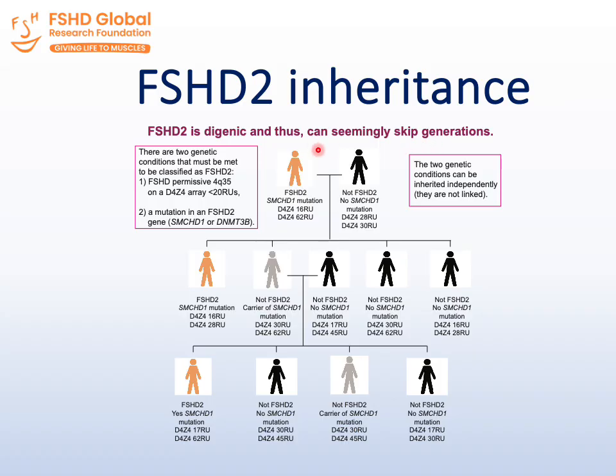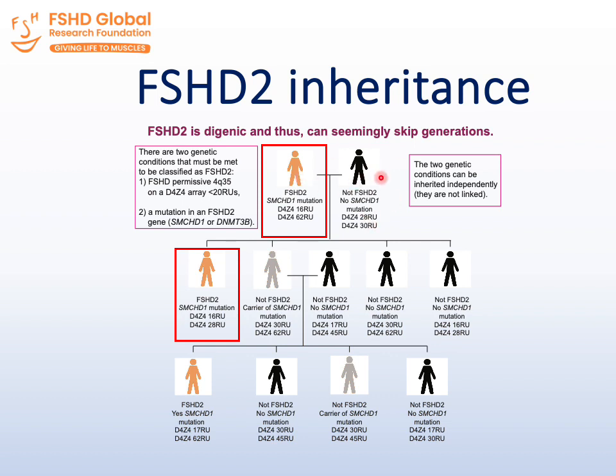Okay, so this individual, if they have FSHD2, they have an SMCHD1 mutation and a D4Z4 that is within the right range to get FSHD2, right? And they can pass that on to a child, but instead of 50%, it's only going to be 25%, okay? Because there's a 50% chance that they get the SMCHD1 mutation and a 50% chance that they get the correct size D4Z4 repeat unit. So that's a 25% that they inherit both from the same parent.